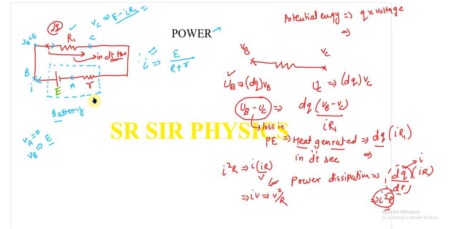Now, how much is the power generated by the battery? Because if the resistor has dissipated the power, then someone must have generated this power. So who does that part? That part is our battery. You know that our battery gets discharged when it is used, so that power has gone from the battery. So let us see how to calculate the power of the battery.